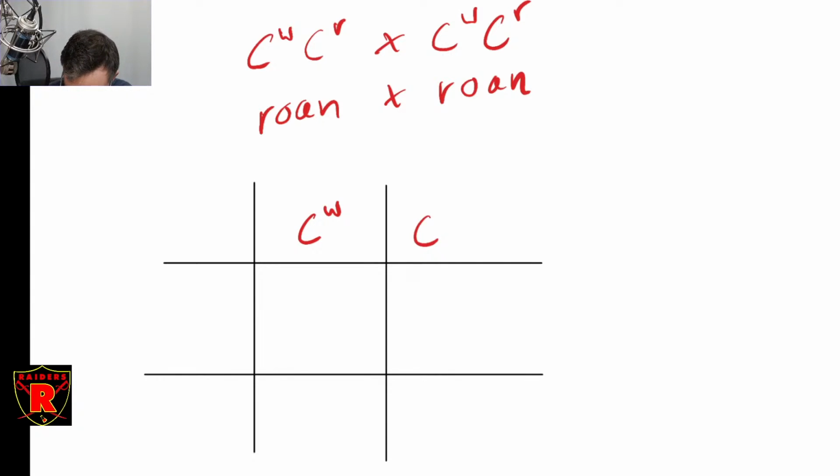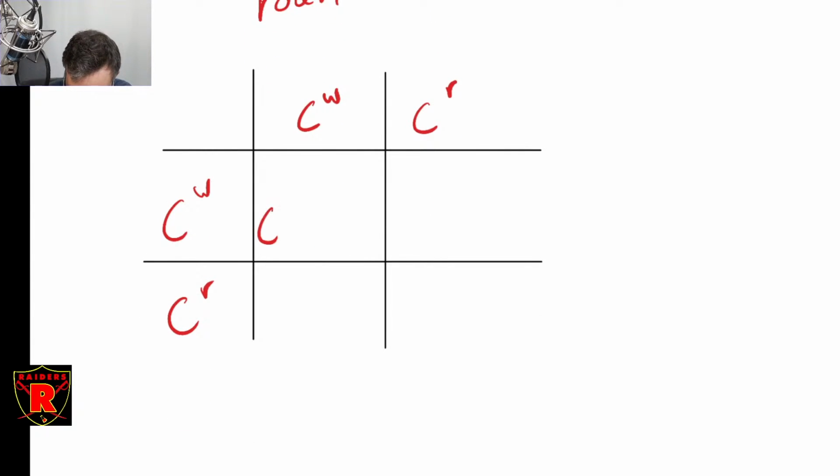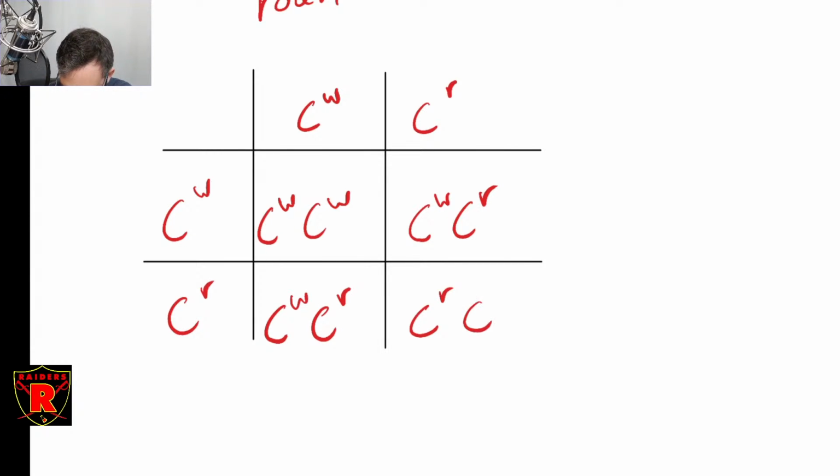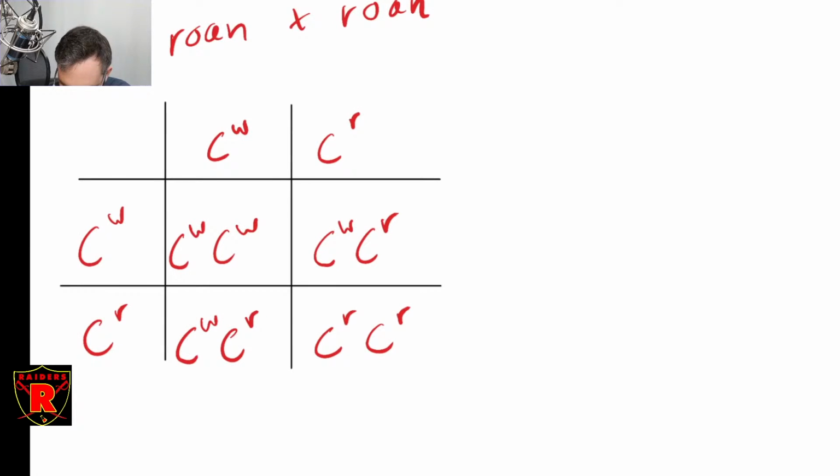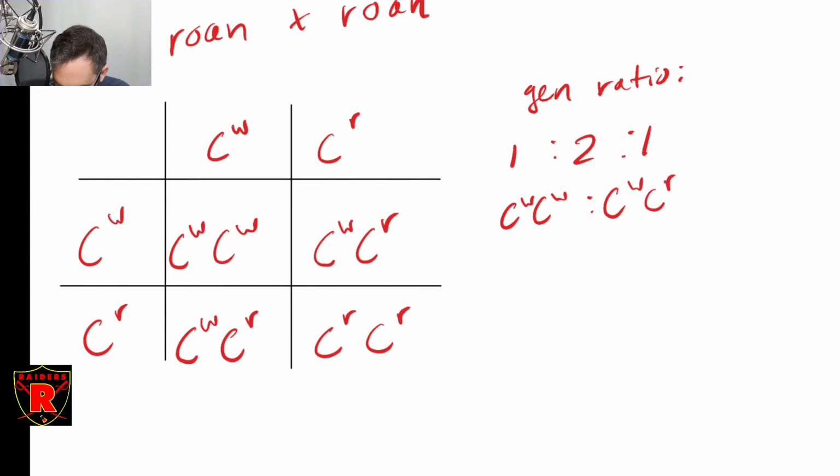CWCR, CWCR. I'm almost done, by the way. CW, CW, CW, CR, CW, CR, CR, CR. So if you do this in real life, what you end up with is a genotypic ratio of 1 to 2 to 1 of CWCW to CWCR to CRCR, okay?